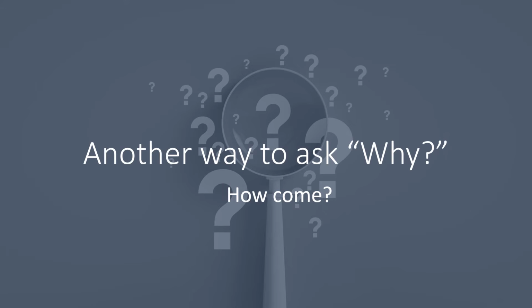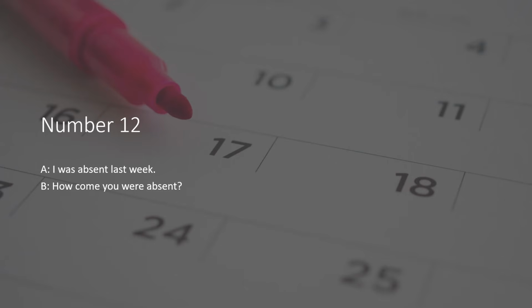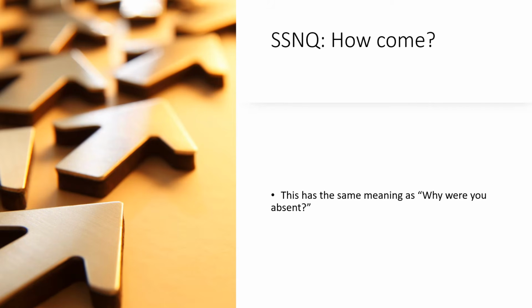At this point, I'd like to teach you another way to ask why in spoken English and another common SSNQ. How come is an informal way of asking about the reason for something. In another video, I'll give you more examples. For now, we'll just use it in number 12. It can also replace why in numbers 10 and 11. Number 12. I was absent last week. How come you were absent? SSNQ. How come? This has the same meaning as why were you absent?